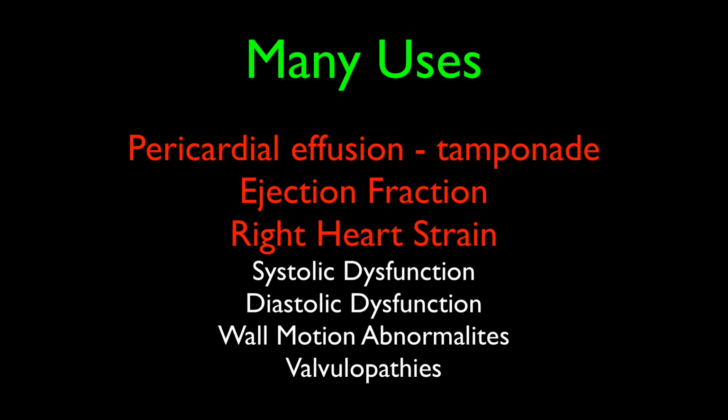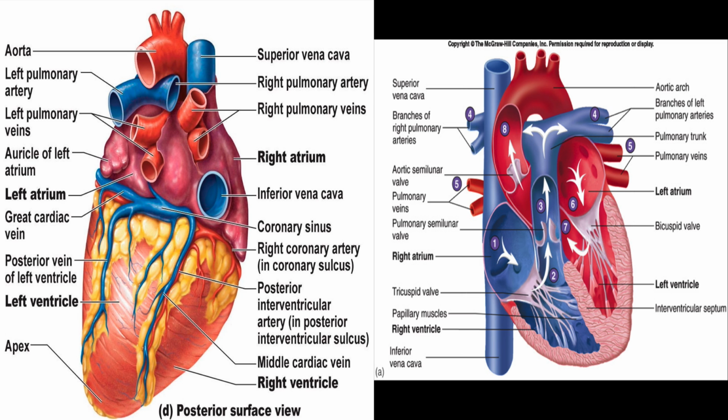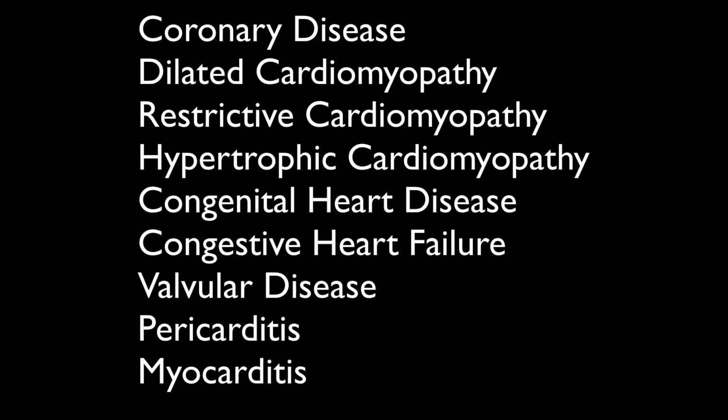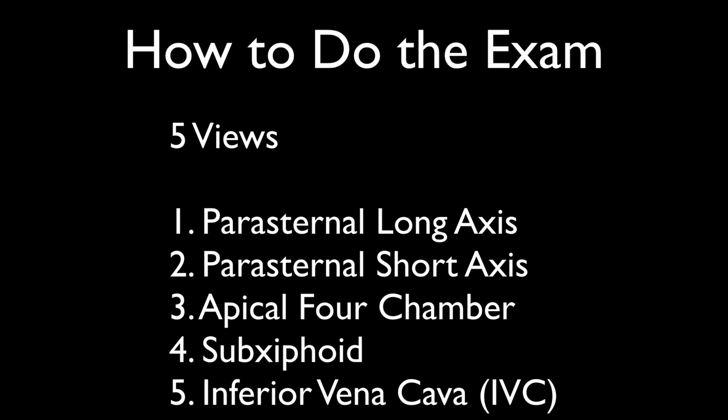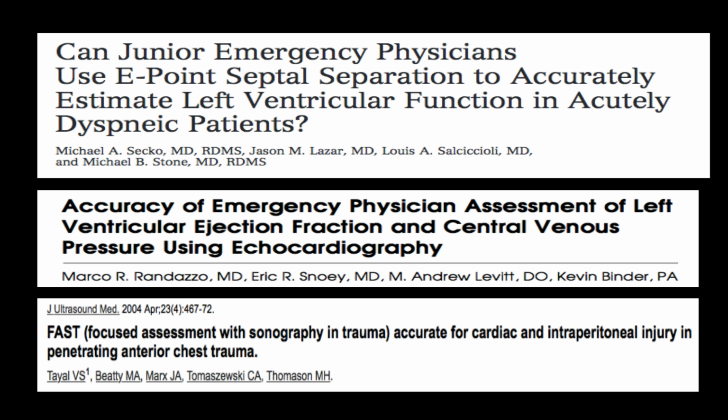Now, echocardiography can be quite complex. There is much anatomy to review, there are many pathological states, and there are many views that you can utilize in this exam. To start, we're going to go over some basic anatomy, and we'll go over just 5 cardinal views of echocardiography. Now, it's important to note that you can do this exam. It's been shown that trained emergency physicians, as well as residents and junior residents, can be trained to rule out pericardial effusions, as well as to estimate ejection fraction.